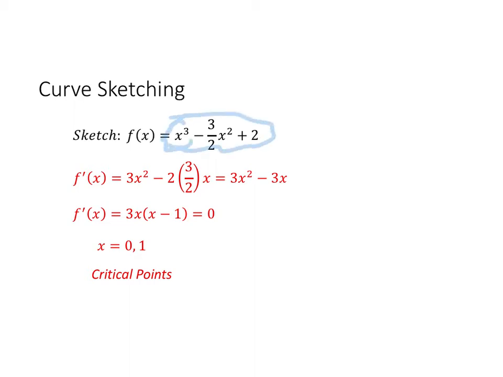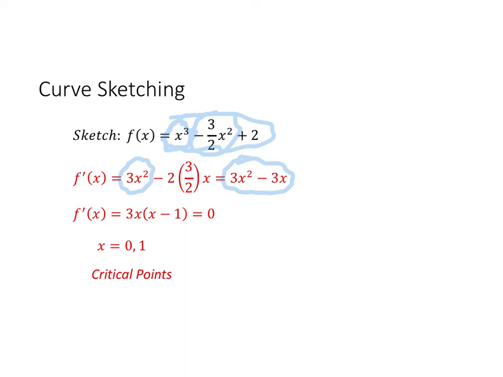Looking at the first term, x cubed, that simply becomes 3x squared. Then we've got minus 3 halves x squared. So it's going to be the exponent, minus 2, times 3 halves, times x to the 1 less. The derivative of 2 is 0. That comes out to be 3x squared minus 3x.